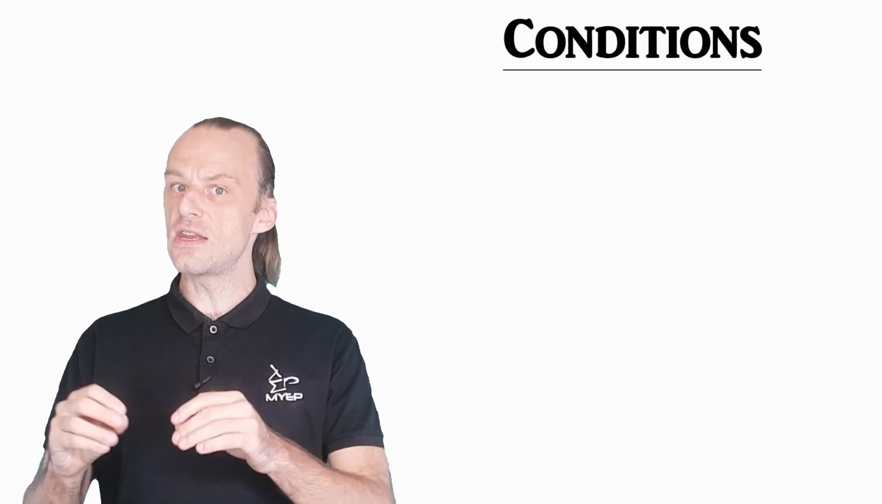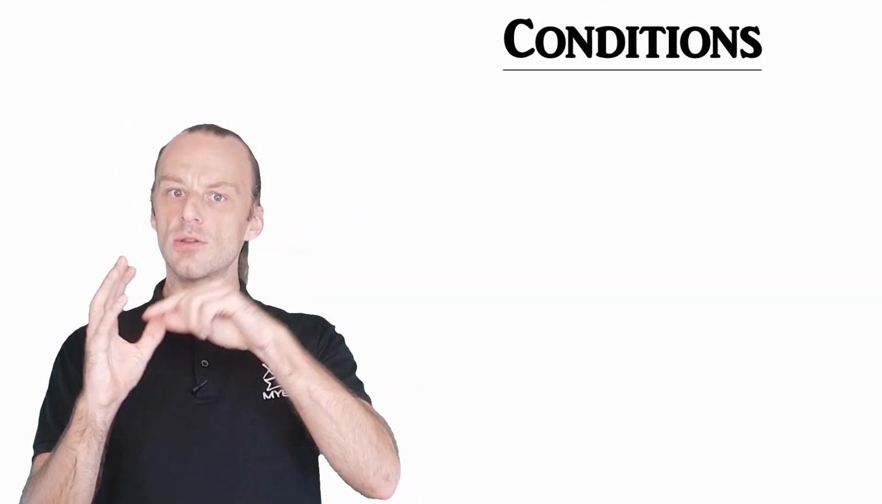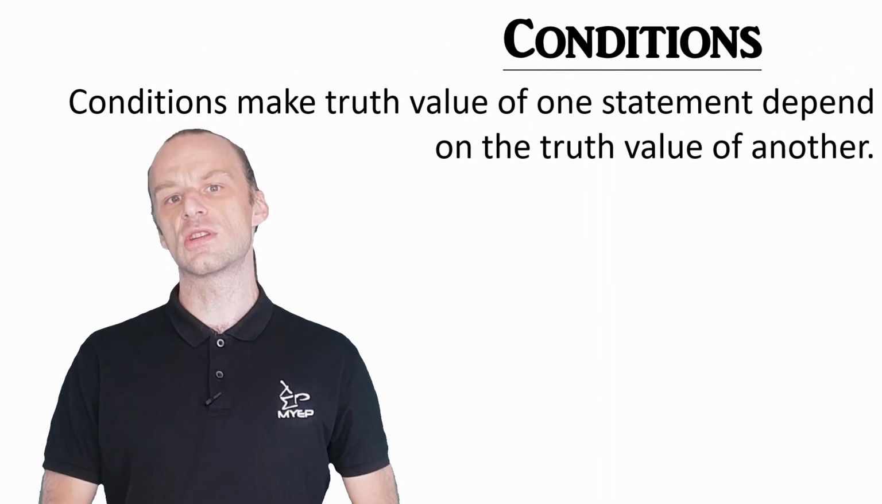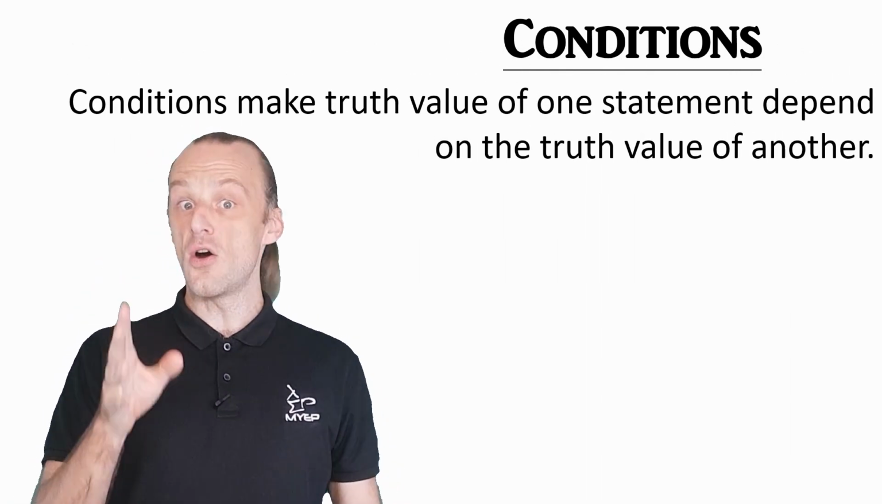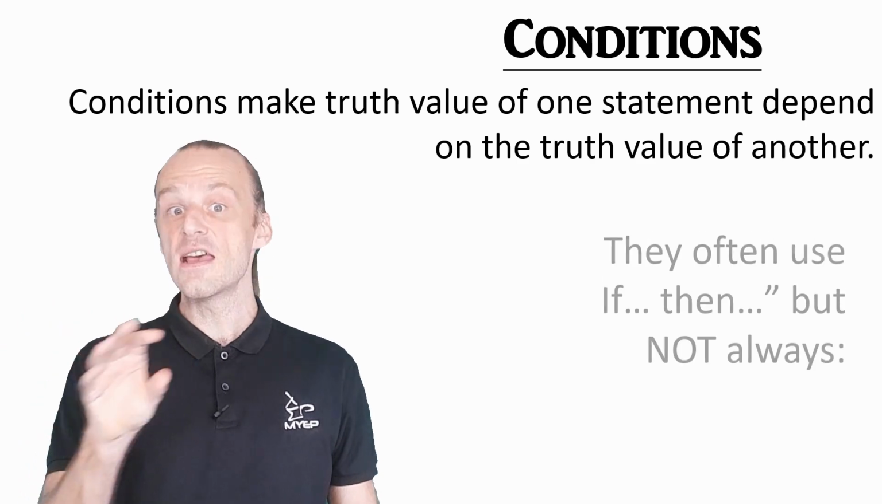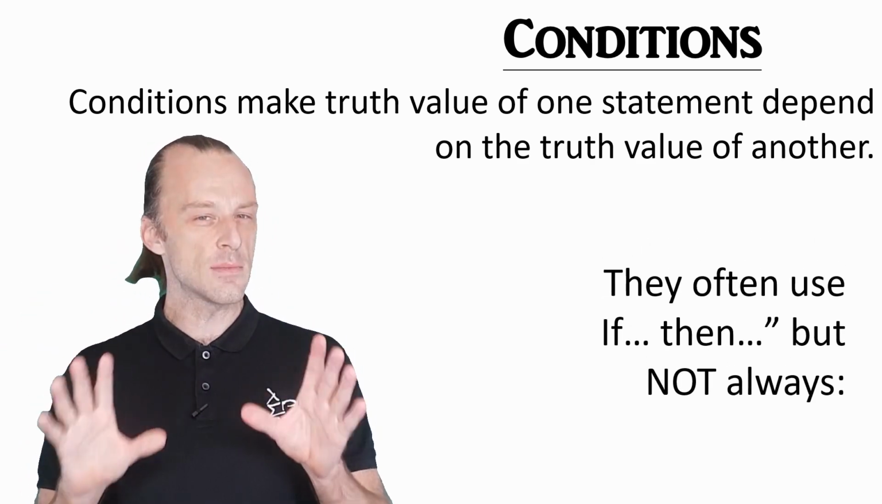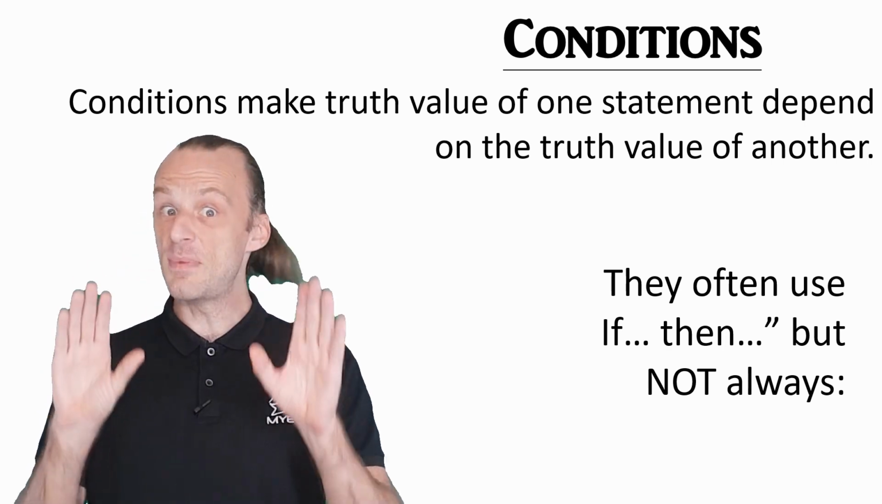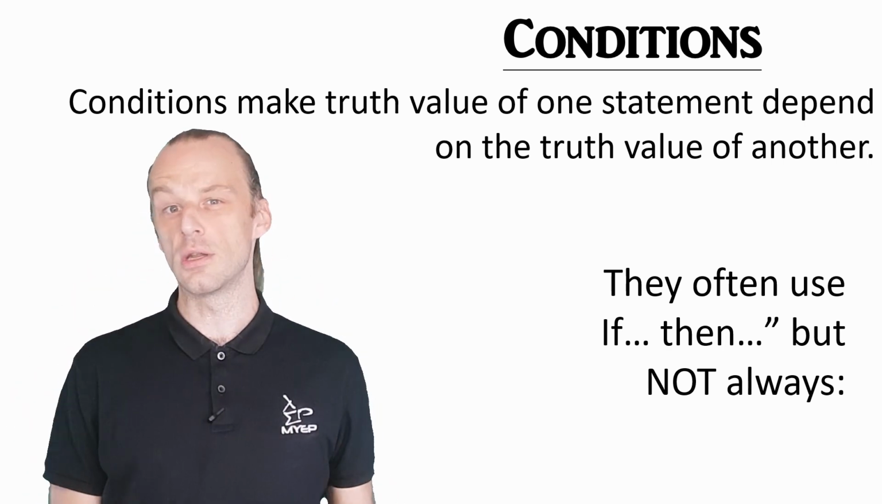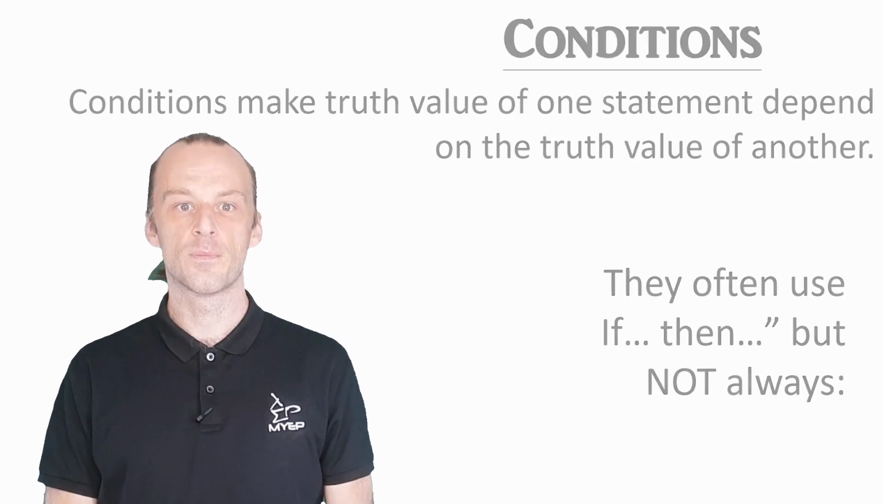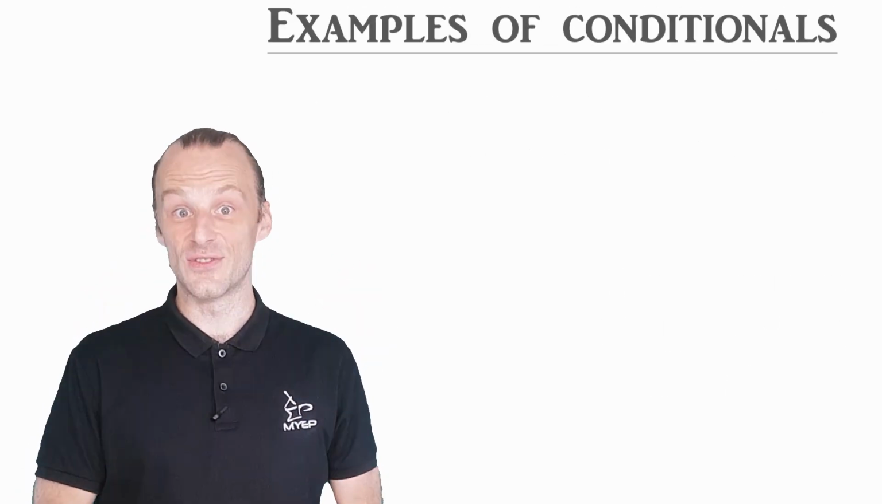Next, we come to the conditional, which makes the truth value of one statement depend on the truth value of another statement. Conditionals are often in the form "if A, then B," but there are many other ways they can be written, and some of them can be quite confusing. Be very careful with conditional language. Let's look at some examples of conditionals.